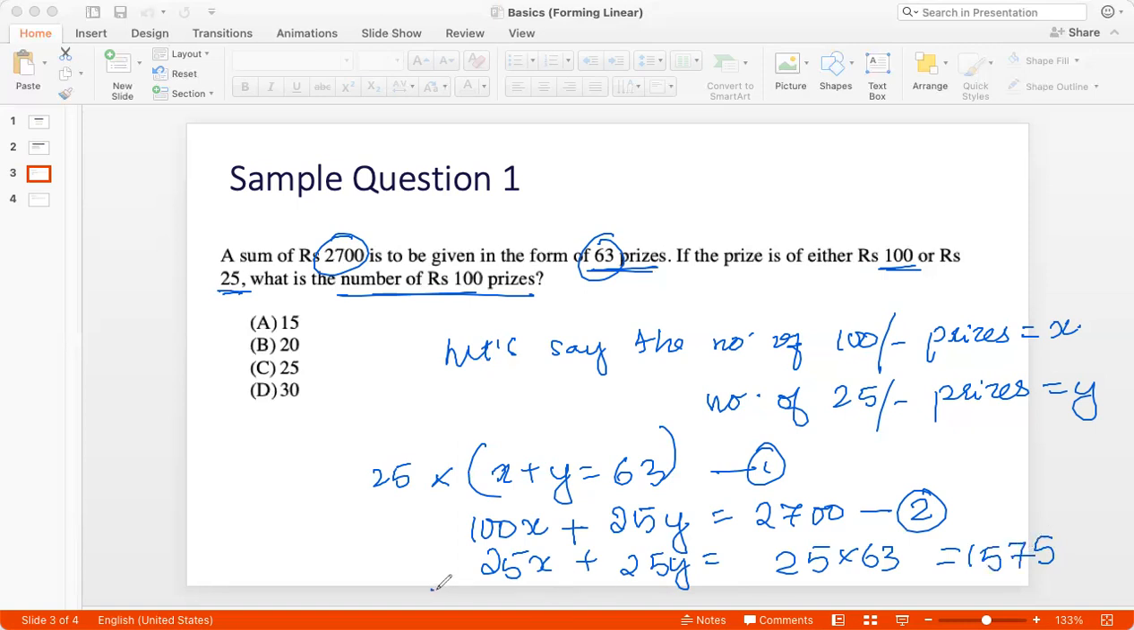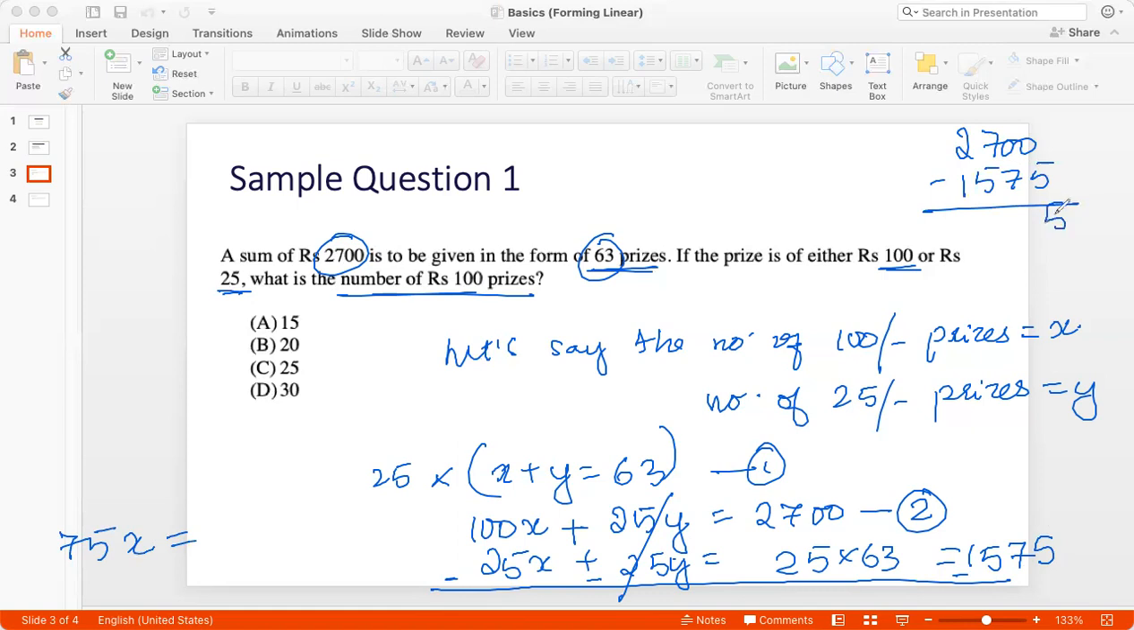And now if I subtract the second equation from the first, then the 25y and the 25y cancel. I get 75x on the left-hand side, 100 minus 25. And on the right-hand side, I get 2700 minus 1575, which is 1125. Yeah, I get 1125.